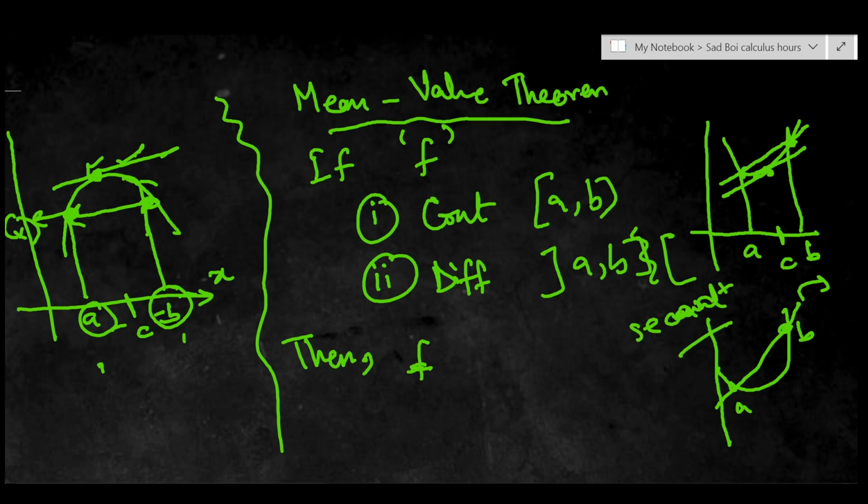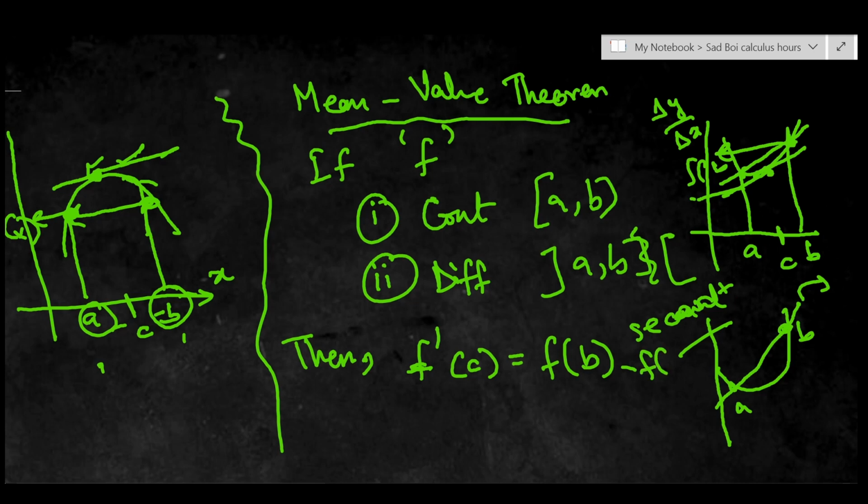So what the mean value theorem says is that you have a point c between a and b such that the derivative at c is equal to the gradient of the secant line between a and b. Now how do you calculate the gradient? Gradient is basically change in y over change in x. So what is your y over here? At b you have f of b, and at a you have f of a, so you're gonna write f of b minus f of a.